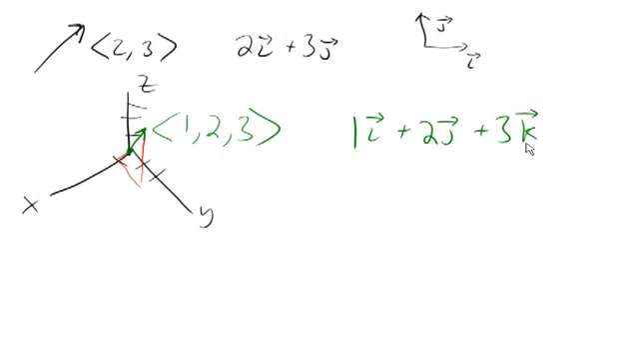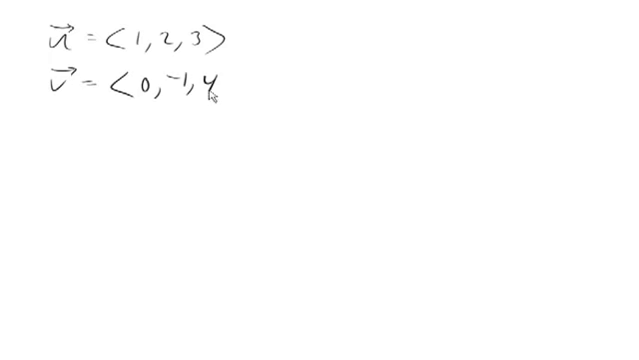Okay, so in 3D, we can do most of the same stuff that we could do in 2 dimensions. So for example, if I had the vector u was <1, 2, 3>, and the vector v was <0, -1, 4>, then I could go ahead and add these two vectors together, and I can do that component-wise. So I can add the x components, add the y components, add the z components to find the sum of those vectors.